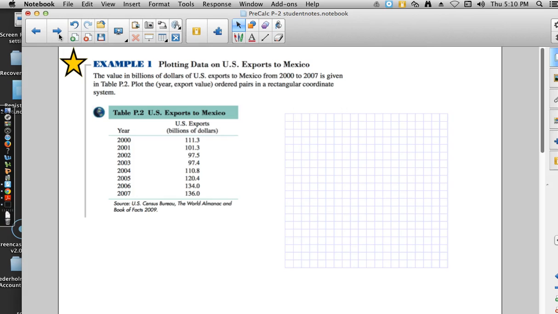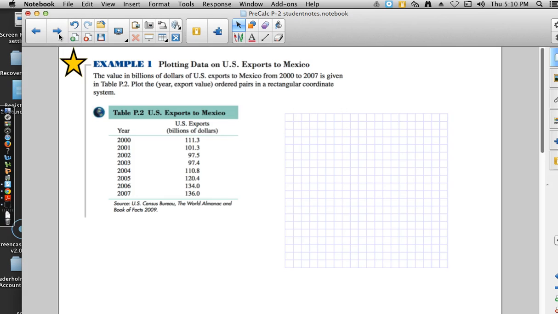Ooh, scatter plots, yeah. Plotting data on U.S. exports to Mexico. The value in billions of dollars of U.S. exports to Mexico from 2000 to 2007 is given in table P.2, and we can see that down there. Plot the year and export value ordered pairs in the rectangular coordinate system. So years are supposed to go in here for our x's, and then we're supposed to use our U.S. exports in billions of dollars for the y.